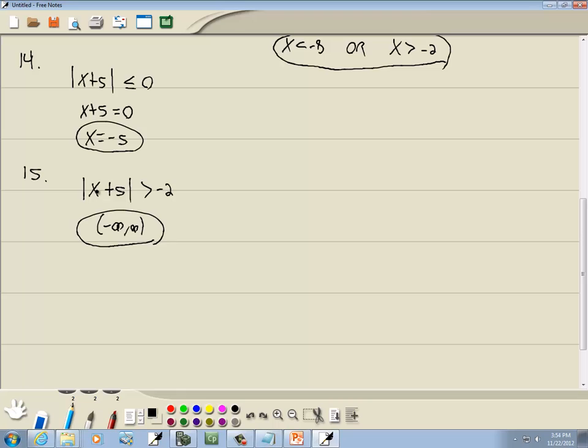Like if I put 7 in here, 7 plus 5 is 12. Absolute value of 12 is 12. That's greater than negative 2. If I put negative 20 in here, negative 20 plus 5 is negative 15. Absolute value of negative 15 is 15, which is greater than negative 2. So it's always greater than negative 2. Whenever you get the absolute value by itself greater than a negative number, then it's always negative infinity to positive infinity.